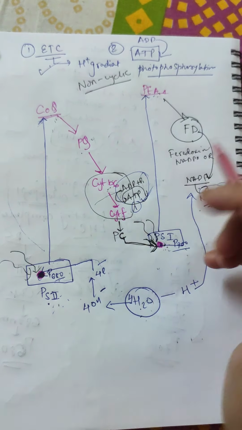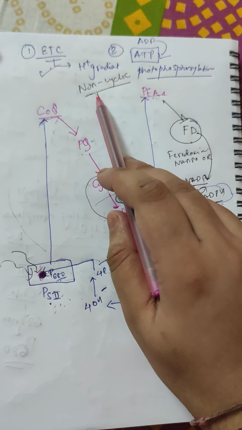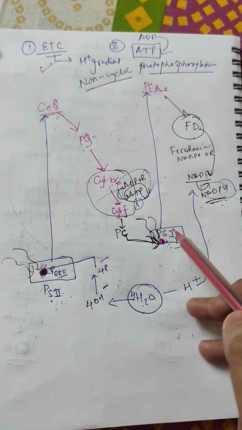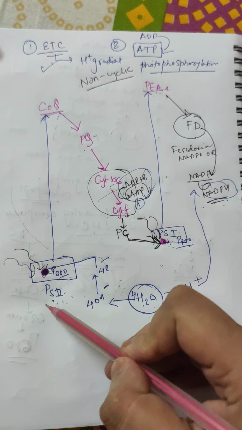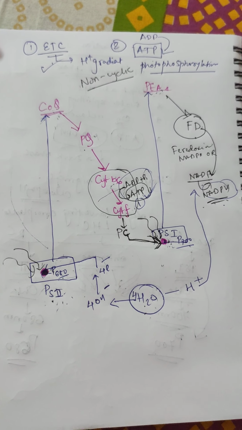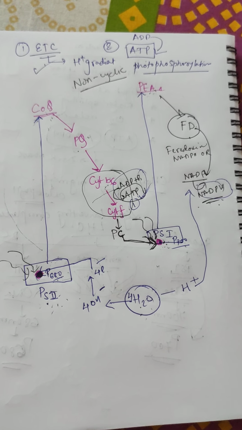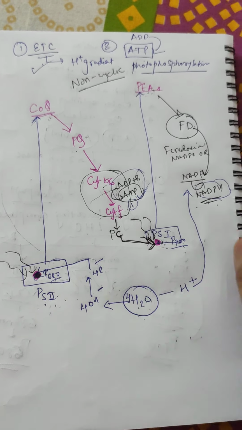Hello students, in the last lecture we had talked about non-cyclic photophosphorylation, and we had seen there are two photosystems, photosystem 1 and photosystem 2, which are involved in this entire procedure. Now we are going to talk about something known as cyclic photophosphorylation.